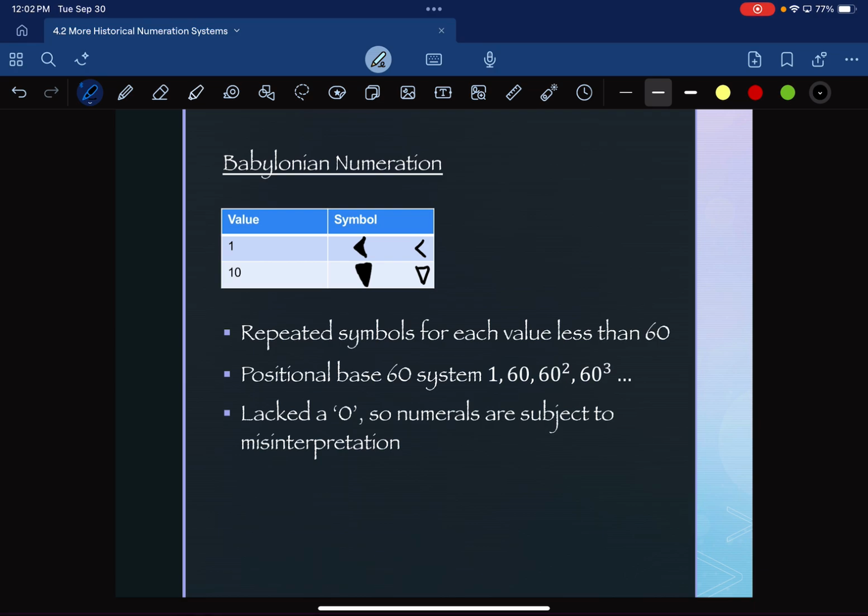So what they have is they repeat symbols if their values are less than 60. Okay, if it's less than 60. And then they actually have a positional base 60 system. So we have a base 10 system, right? The ones place, the tens place, the 10 squared, which is 100, 10 cubed, which is 1,000, and so forth. They do the same thing, but they do it with 60s. So they have the ones place, and then they have the 60s place, and then 60 squared, and 60 cubed, and so on.